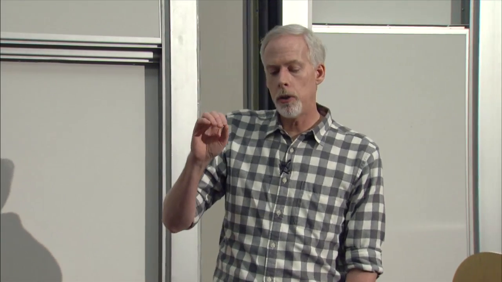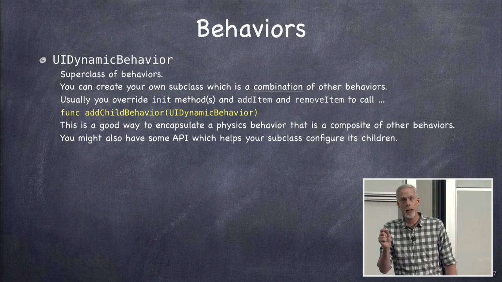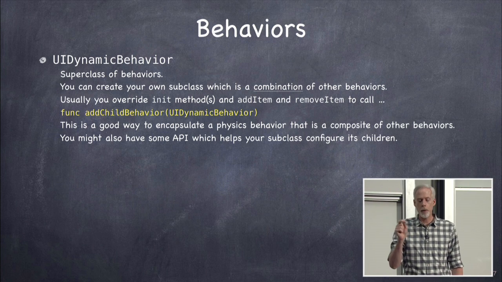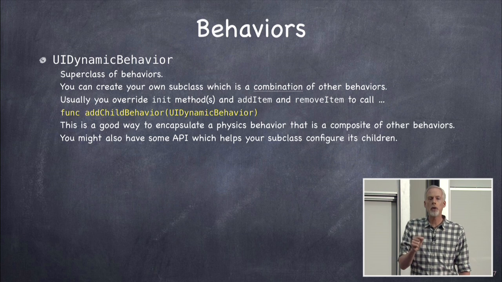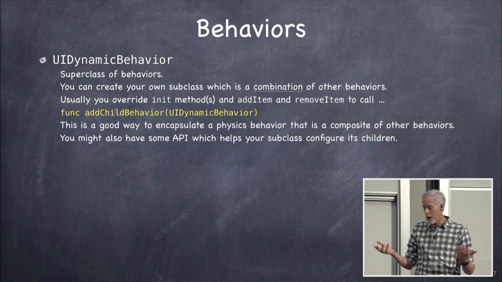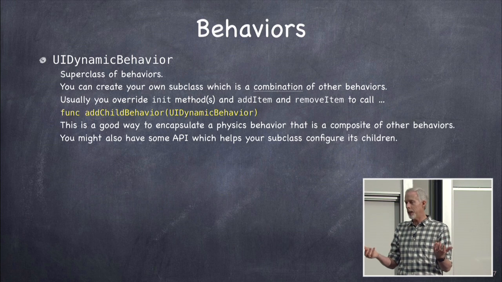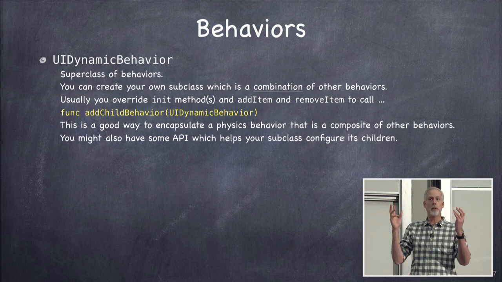Now here's all these behaviors. Gravity behavior, push behavior, all these are subclasses of a class called UIDynamicBehavior. Not dynamic item behavior, that's the previous slide. This is UIDynamicBehavior. Now, a UIDynamicBehavior is something you often create your own subclass of. Now, you're probably like, what? I'm going to write my own gravity thing or my own collision thing? It's too complicated. And the answer is, you're right, it's way too complicated.